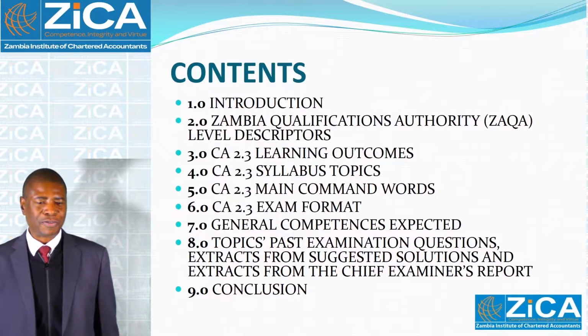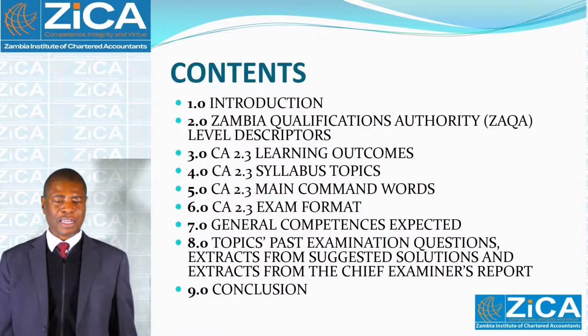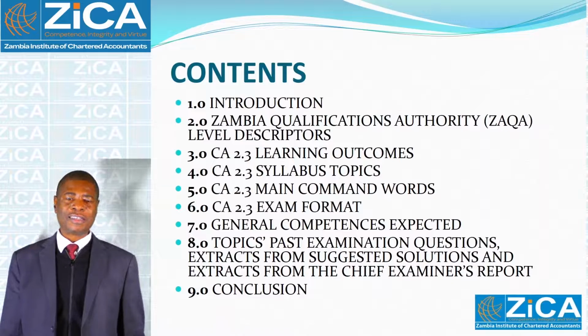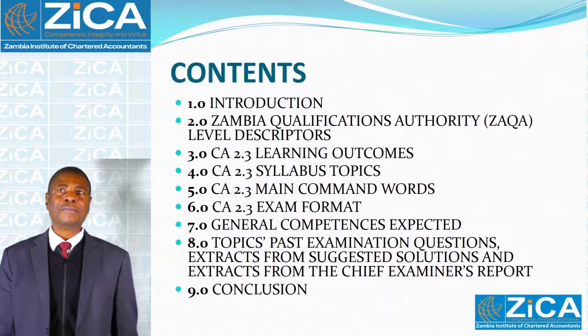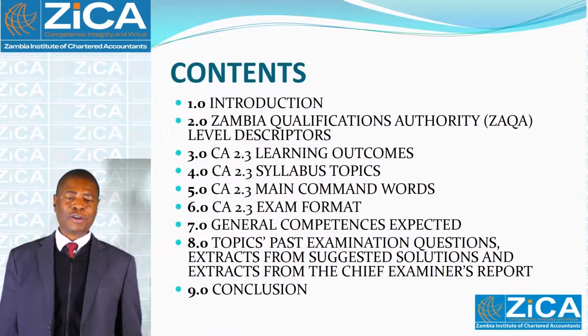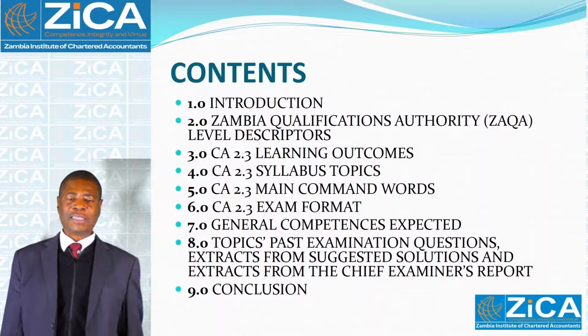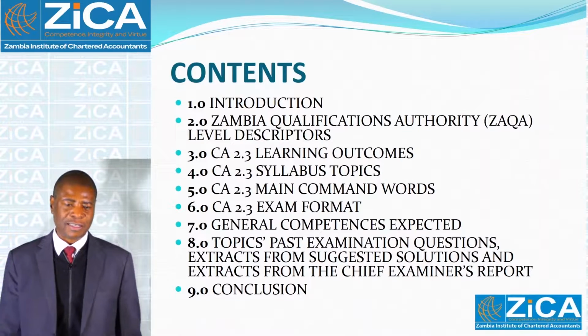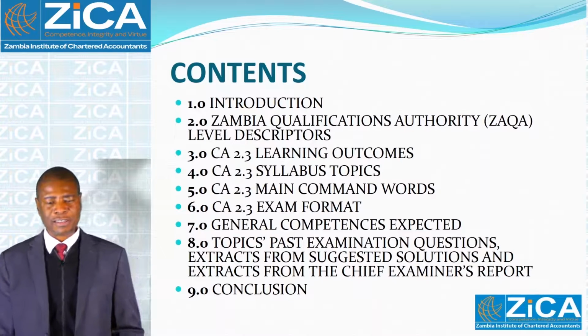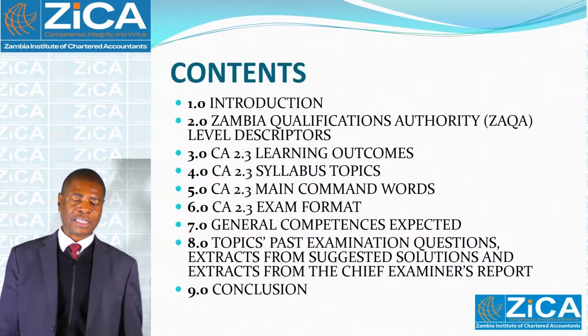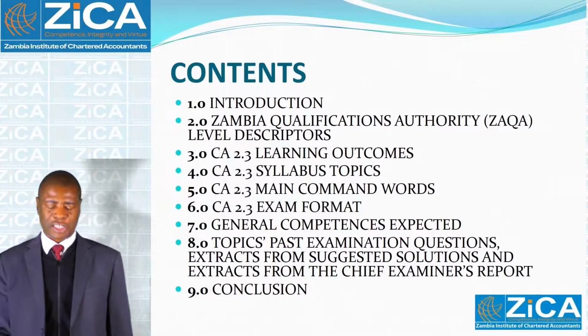So the contents are as follows. We are going to look at the introduction. We will also look at the ZAQA level descriptors. We will go through the learning outcomes for the subject, the syllabus topics, the main command words, the exam format, and the general competences expected. Topics, past papers will also be looked at, and also suggested solutions and the chief examiner's report. After that, we'll end our presentation.